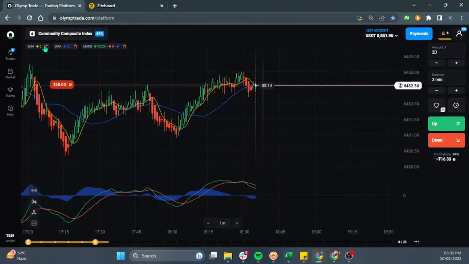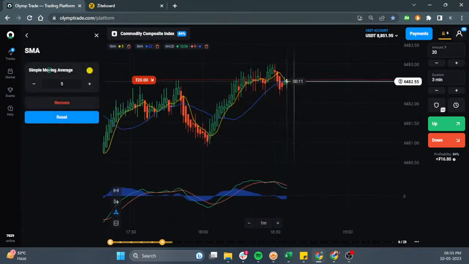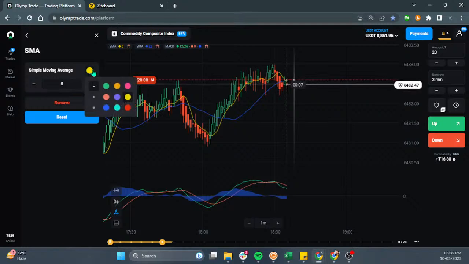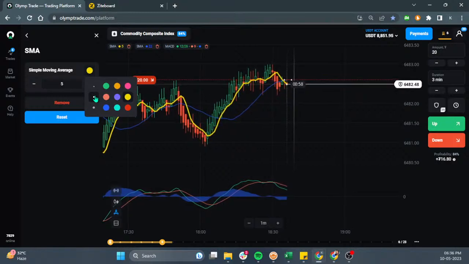So right now, if you see over here, we have SMA 5. It means this will be a moving average of the last 5 minutes. So this yellow line over here will represent how the asset has been moving in the last 5 minutes, from a 5 minutes point of view.